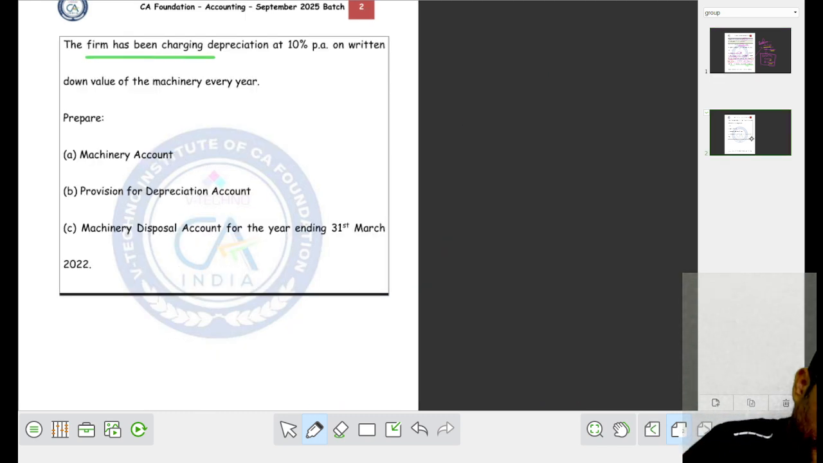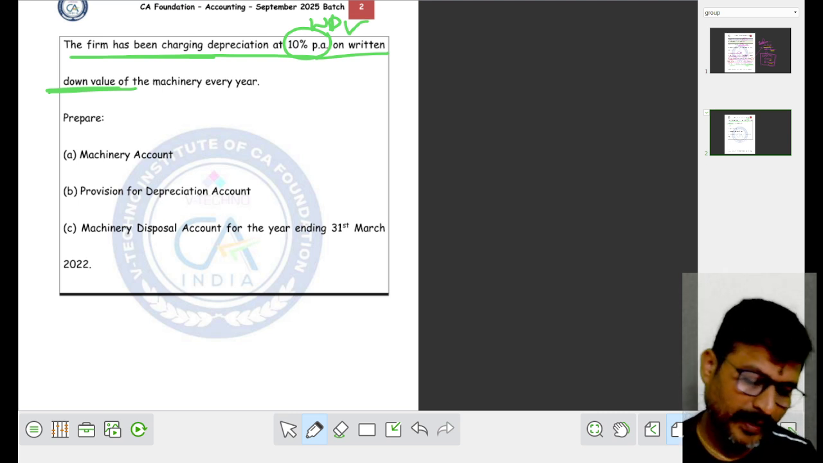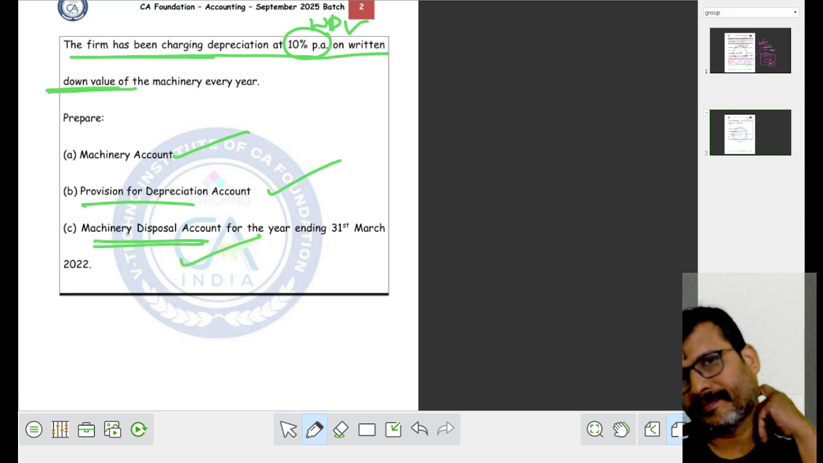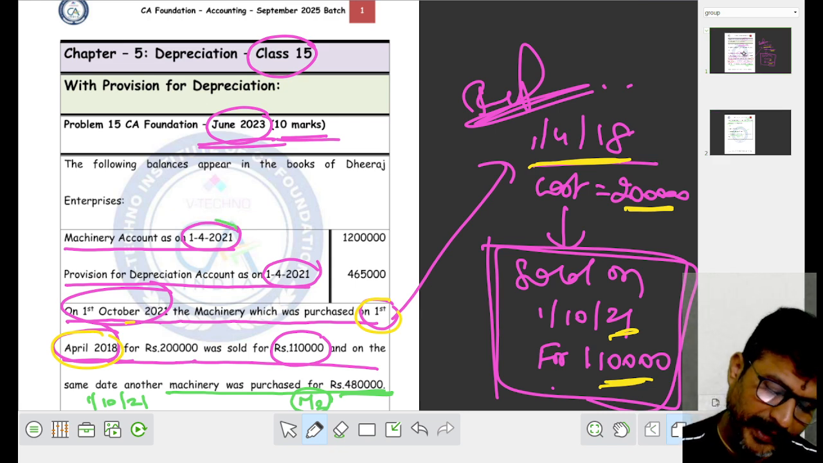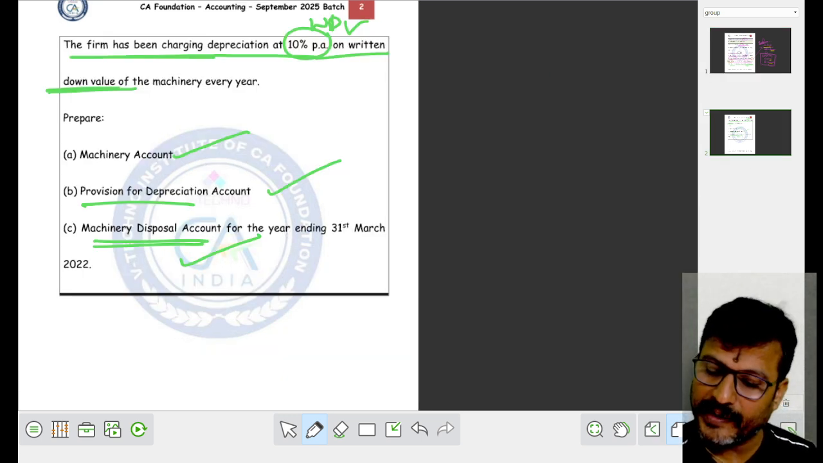The firm is charging depreciation at what percent? 10% under written down value method, means WDV method. What we have to do? Prepare machinery account, provision for depreciation account, machinery disposal account. See what happened? Here they have given on April 21. Here they have given on 1st April 18. This is called old machinery. So now let us write.